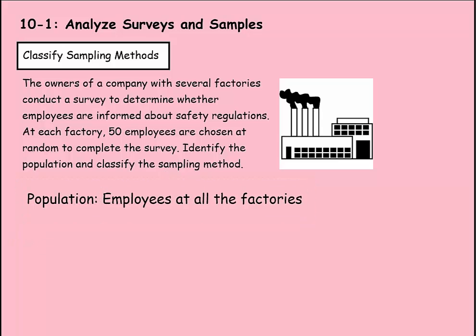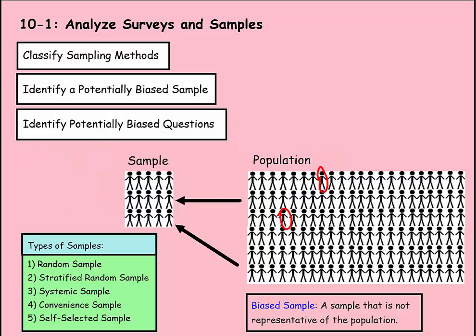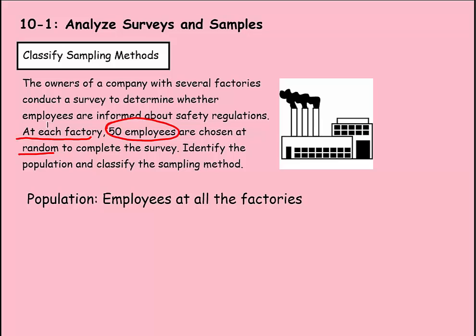So what's the sample that they choose? Well, it looks like they went to each factory, and then at each factory they chose 50 employees at random. So if you're going back to our first page here, the random sample chooses people randomly, but the stratified random sample breaks people into groups first, then chooses them. And that's what this looks like here. They broke them into groups by factory, then they chose them randomly, 50 at each factory. So we're going to call this one the stratified random sampling.